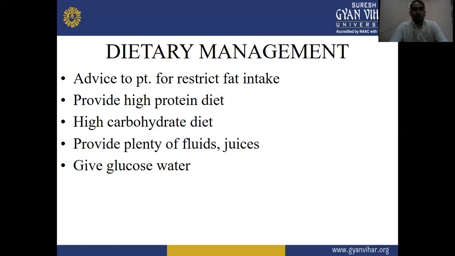Second, provide a high protein diet to patients with jaundice, and high carbohydrate diet intake. Next, provide plenty of fluids and juice in the management of jaundice. And last, give glucose water in the treatment of jaundice.